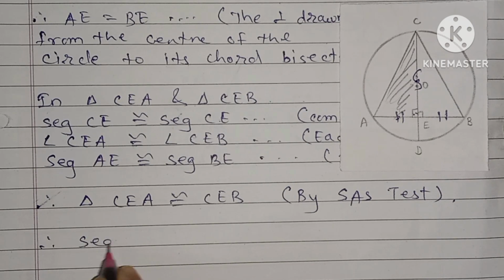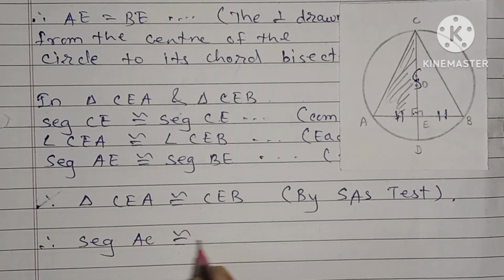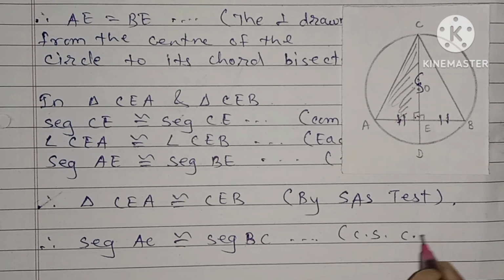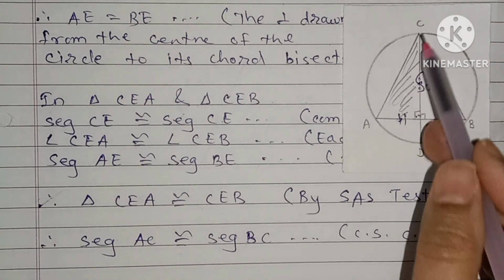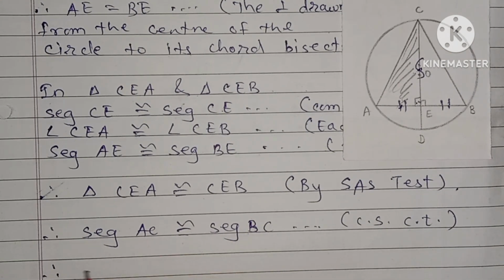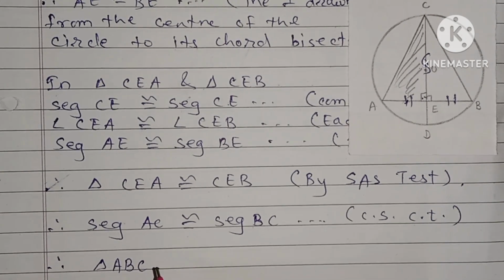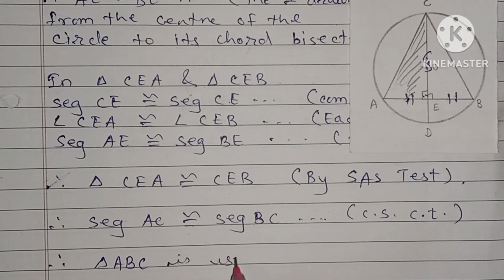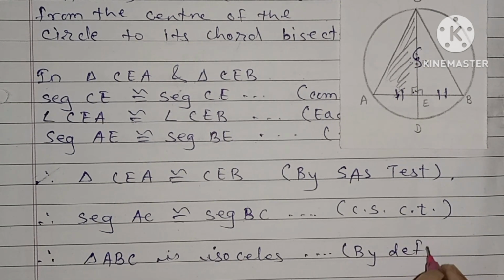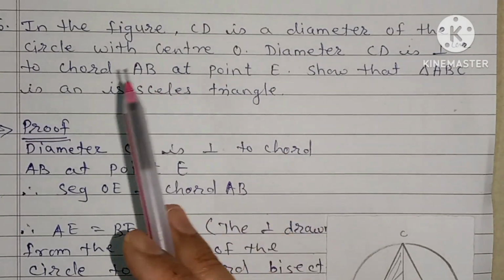Therefore, segment AC congruent to segment BC, congruent sides of congruent triangles. Segment AC congruent to segment BC. Therefore, triangle ABC is isosceles by definition. That is what we had to prove: triangle ABC is an isosceles triangle.